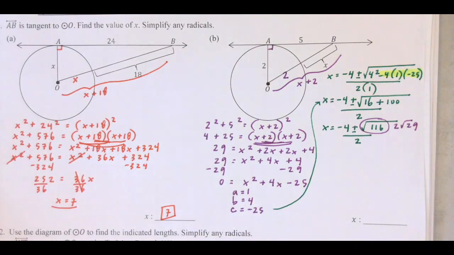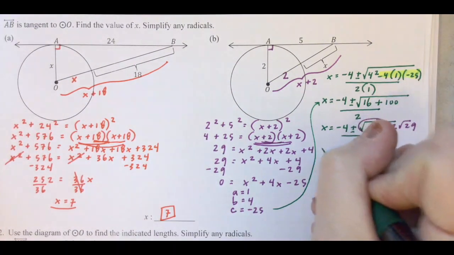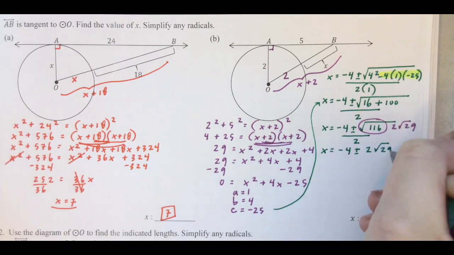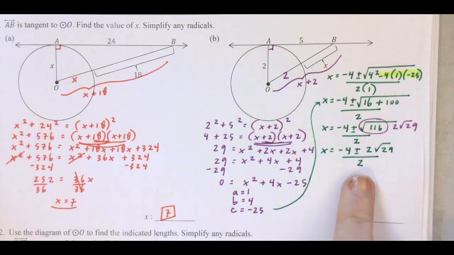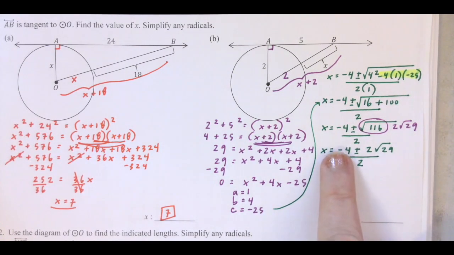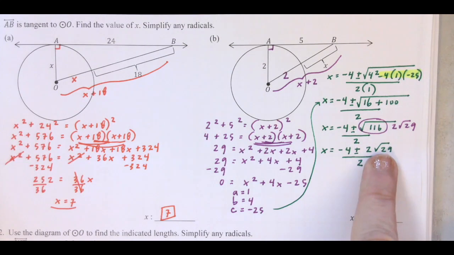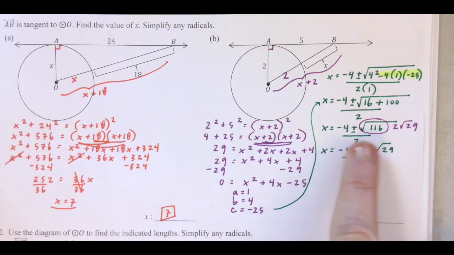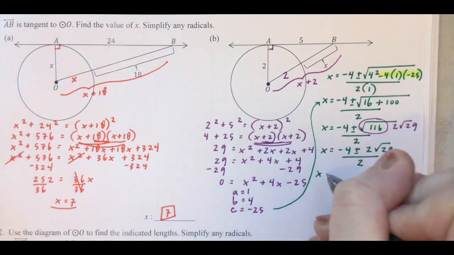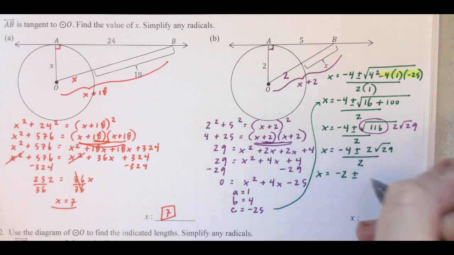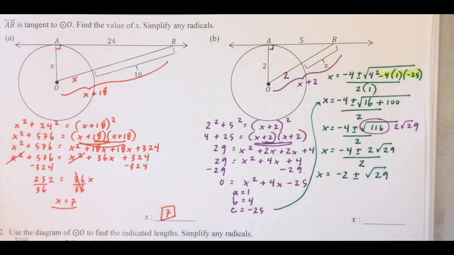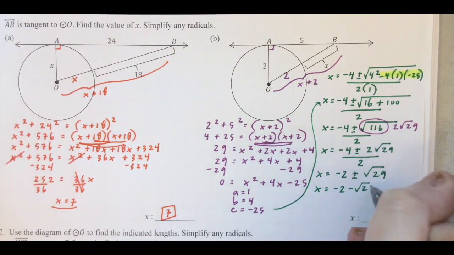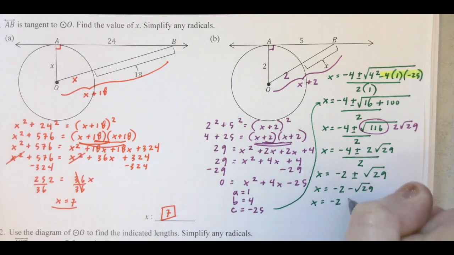Okay. So now keep working to clean it up. X equals negative 4 plus or minus 2 root 29 divided by 2. So that 2 is like a common denominator for that negative 4 and this 2 root 29. So if I'm going to simplify, I need something that goes into all 3 of these terms, and they're all divisible by 2. So now I end up with negative 2 plus or minus the square root of 29. Now remember, that gives me 2 solutions. That gives me negative 2 minus root 29 and negative 2 plus root 29.